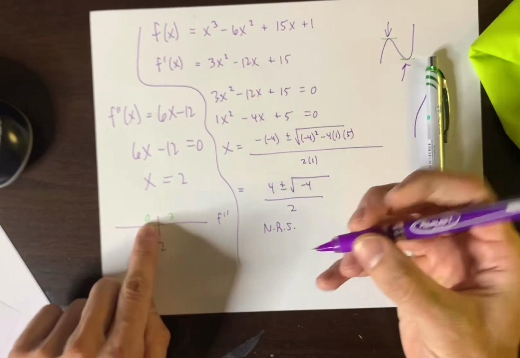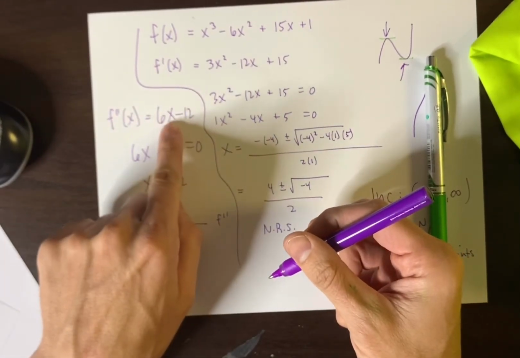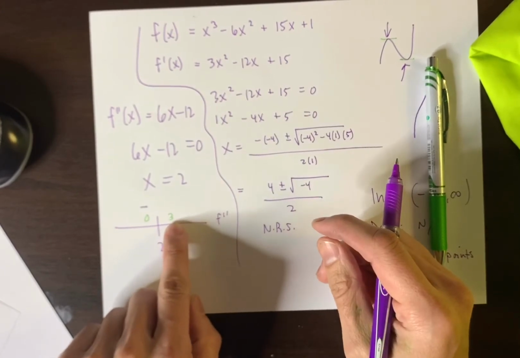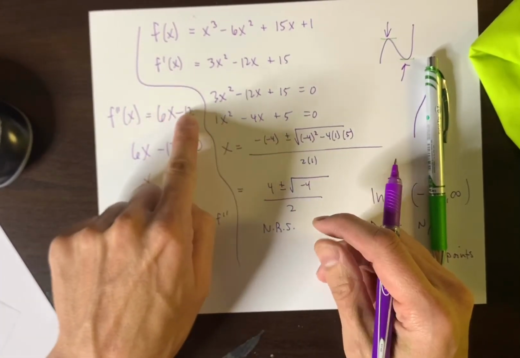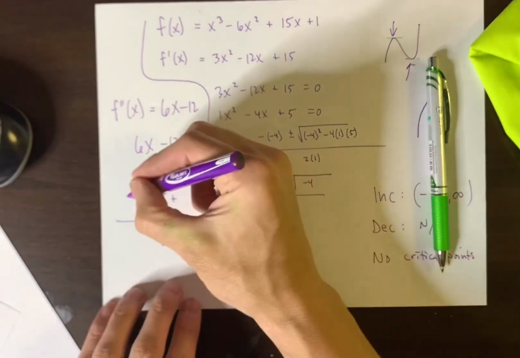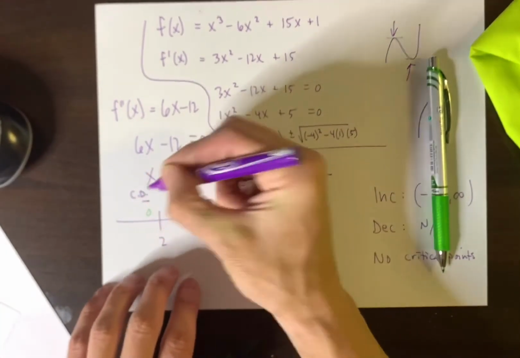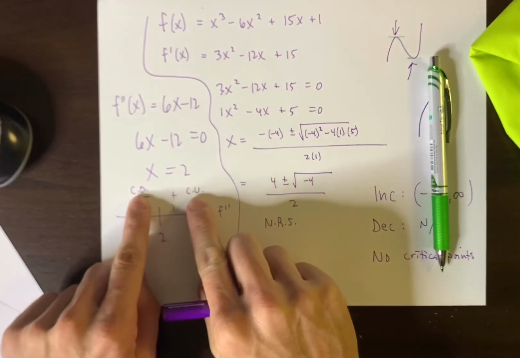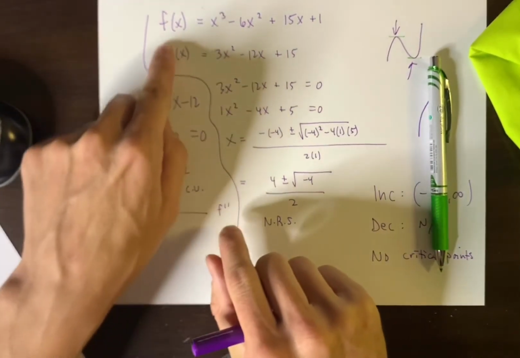Plug in 0 into the second derivative. If I plug in 0, it would be negative 12, so this is a negative number. Plug in 3 into the second derivative. That would be 18. That'd be positive. So I have negative, which means concave down, and I have positive, which means concave up, where of course concave down and concave up refer to the concavity of the original.